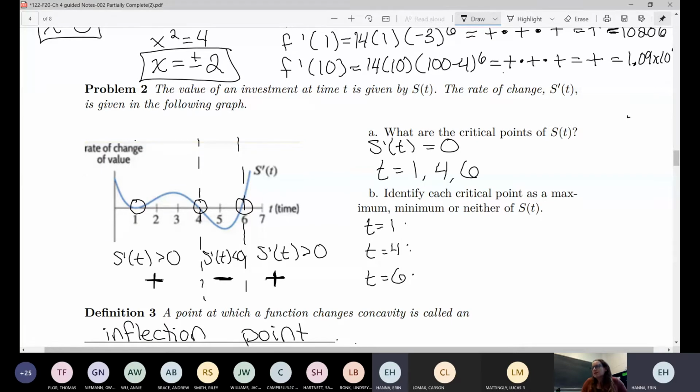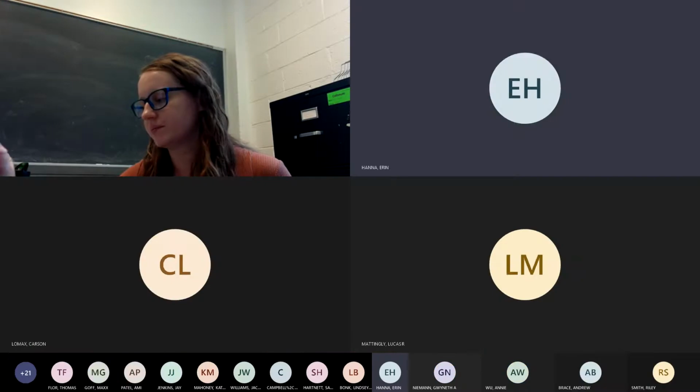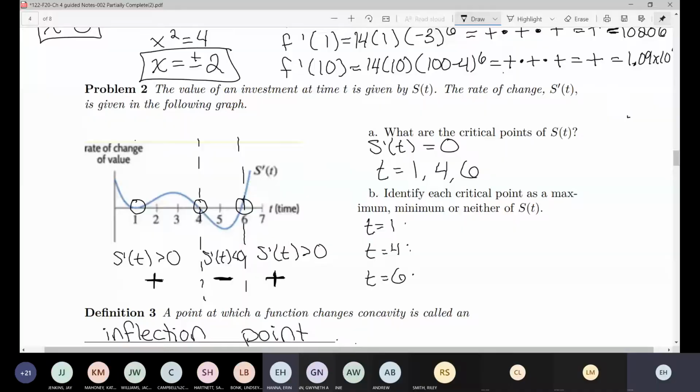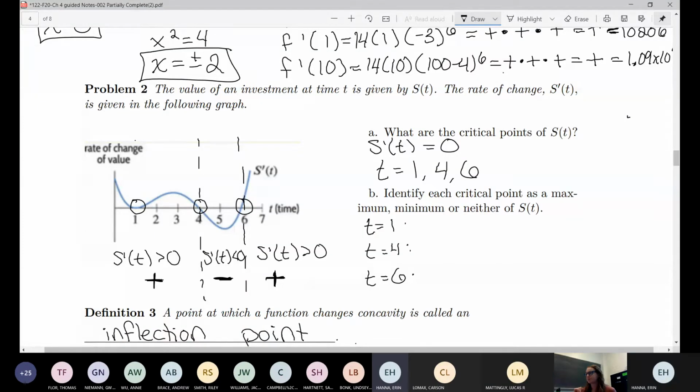So notice that t equals 1. It doesn't actually cross the t-axis there. It just touches it, and then the screen is black. That's not good. Let me reshare. Is it not black now? Hooray.